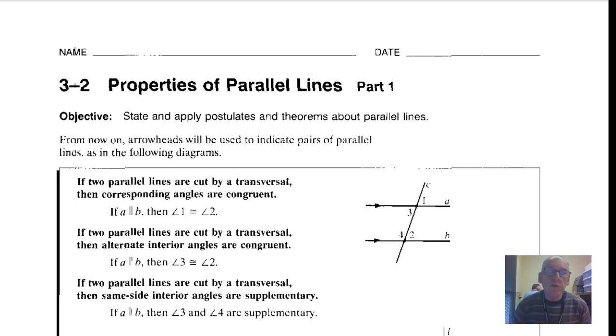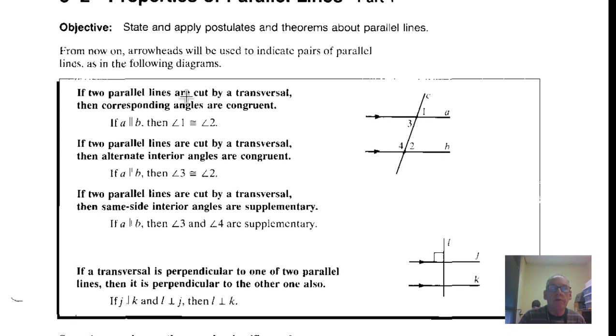Okay, this video accompanies the 3-2 worksheet, Properties of Parallel Lines, which is part of our Chapter 2 review. In this, we want to identify the postulates and the theorems about the parallel lines. As a reference, I'm going to label these theorems and postulates so we can refer to them as we go through the exercises.